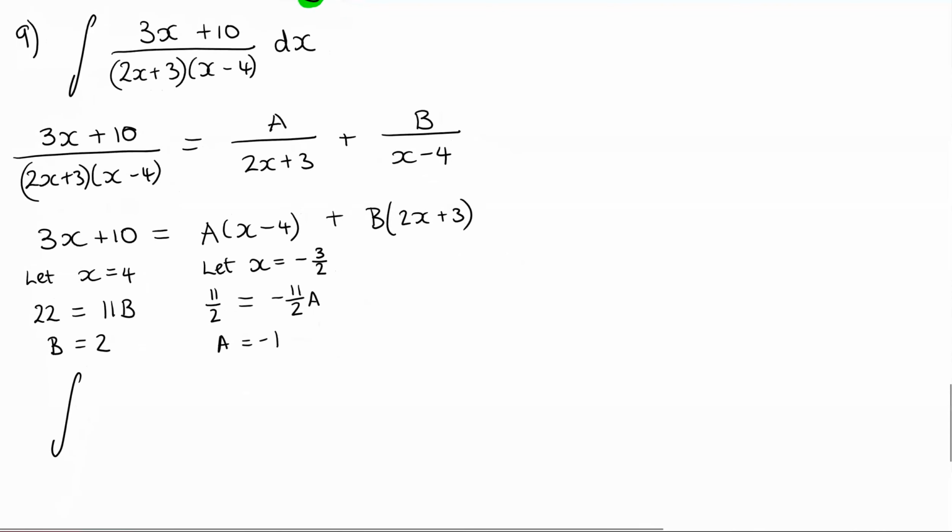What I can do now is put the b on top of the x minus 4, and the a on top of the 2x minus 3. So this gives me 2 over x minus 4. I'm just going to reverse the order in which I did it, so I'm not leading with the negative.